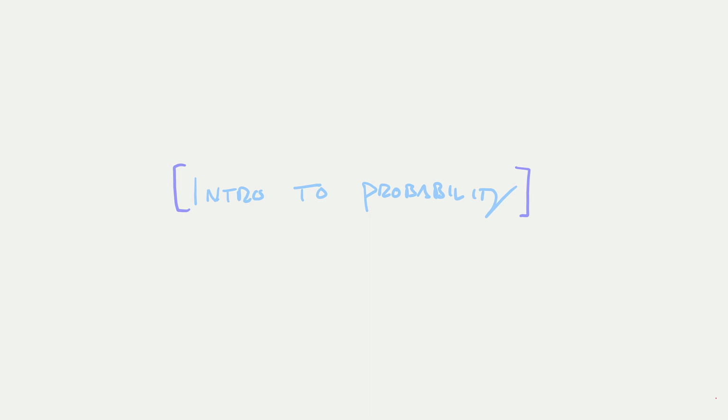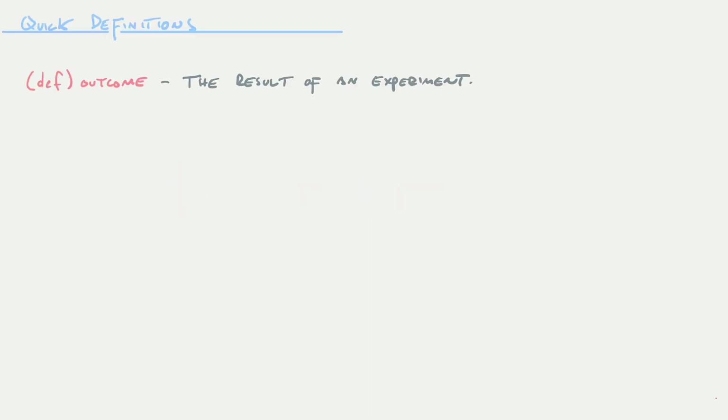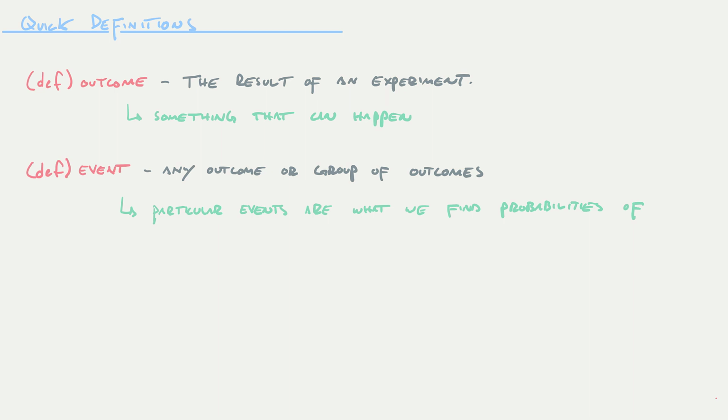Today we're going to be talking about an intro to probability, beginning with a few definitions. Okay, the first thing we need to know is what an outcome is. The outcome is the result of an experiment. I like to think about it as a thing that can happen. The next thing is an event, which is an outcome or a group of outcomes that we're particularly interested in.